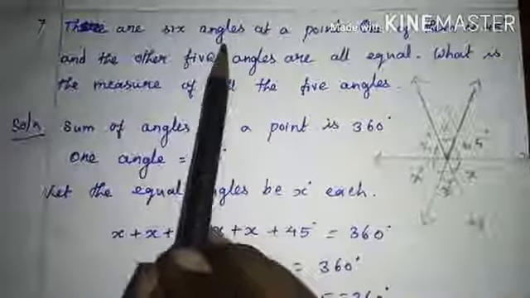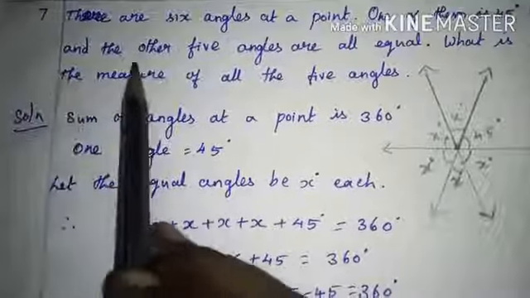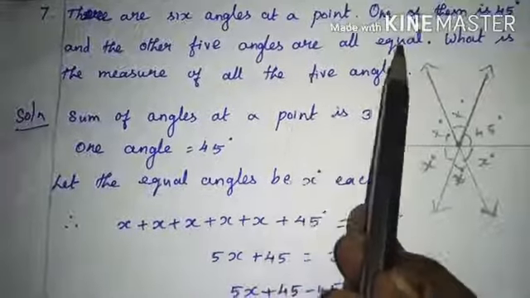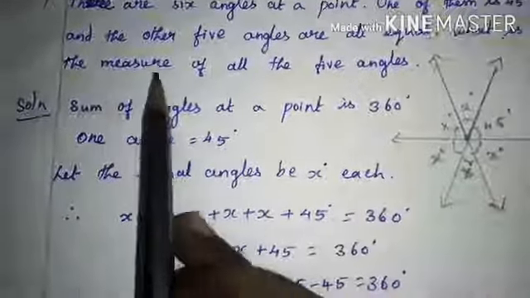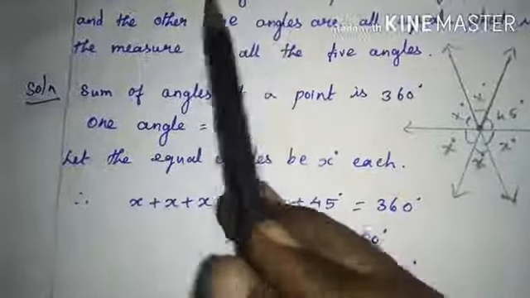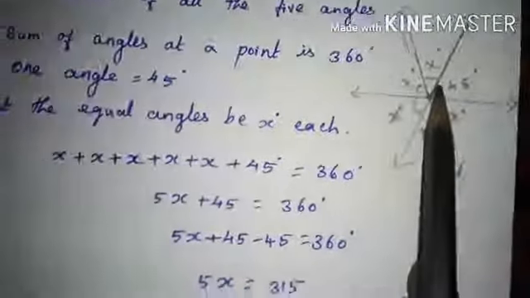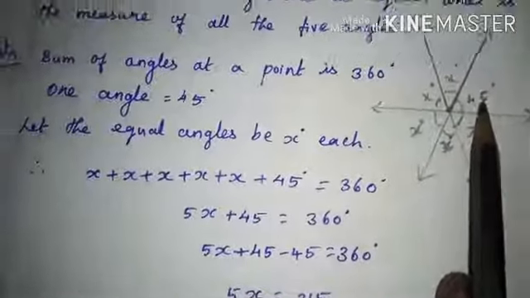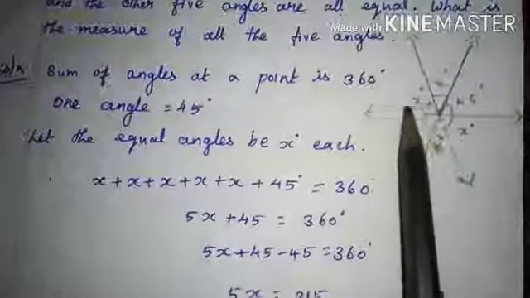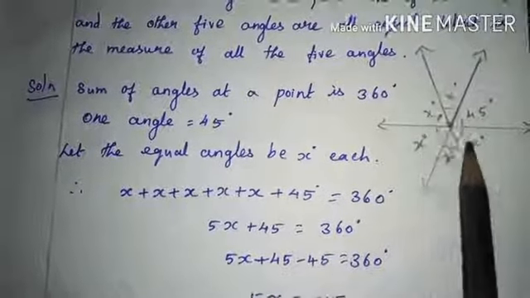There are 6 angles at a point. One of them is 45 degree and the other 5 angles are all equal. What is the measure of all the 5 angles? Here also there are 6 angles at a point. One of the angles is given as 45 degree and all other 5 angles are equal. So we are taking that equal angle to be x.